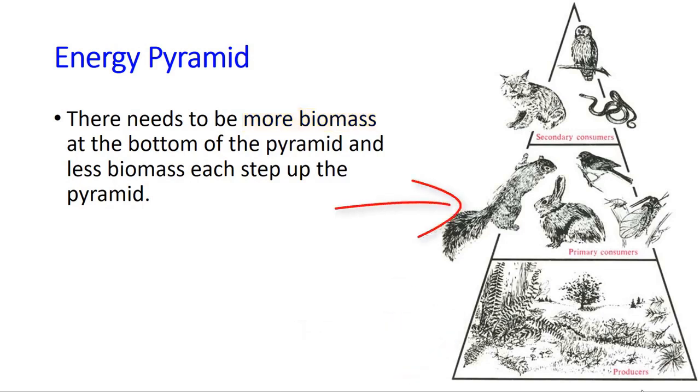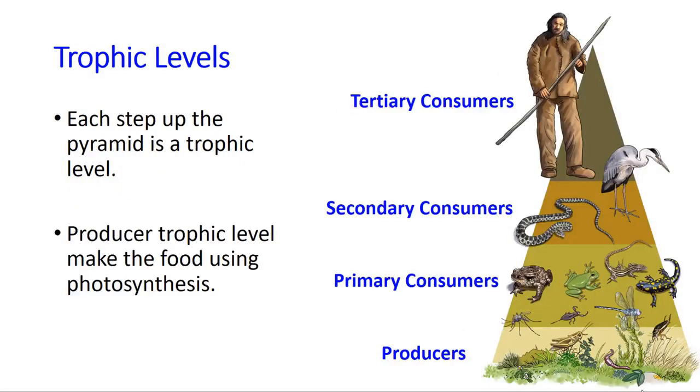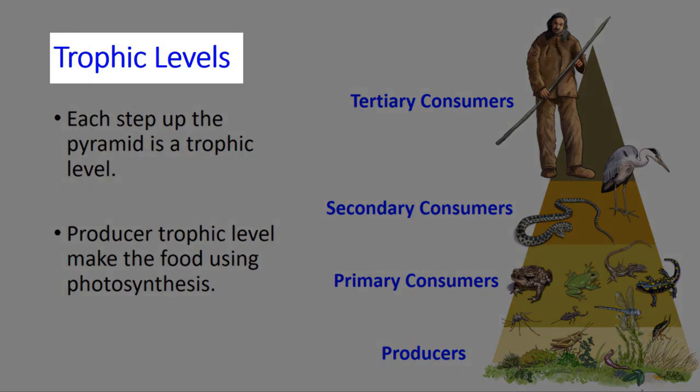is going to be considerably less biomass. And at the very top of the pyramid would have the least amount of biomass, the least amount of organisms by mass. Each level we call a trophic level.